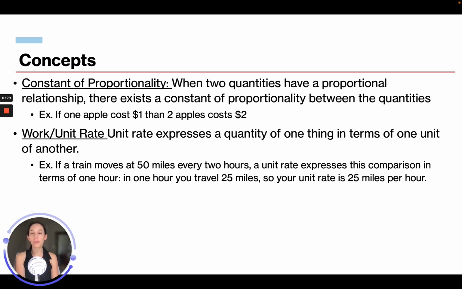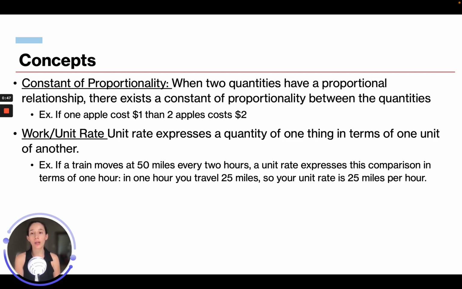So for example, if an apple costs $1, then 2 apples cost $2. So if we are reading an equation and it says 1 apple costs $1 and Katie gets 3 apples, you know that that's $3 because that is the constant of proportionality.